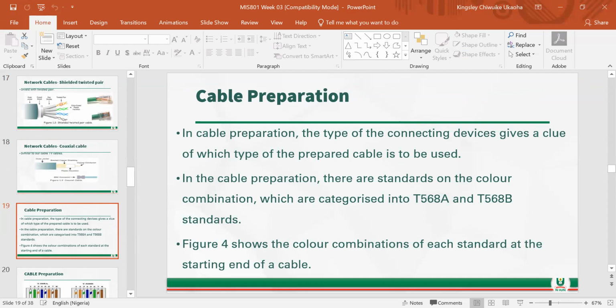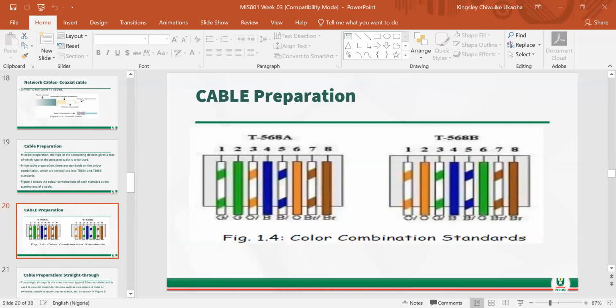Cable preparation. What do you mean by cable preparation? In cable preparation, the type of the connecting devices gives a clue of which type of the prepared cable is to be used. In our cable preparation, there are standards of the color combination which are categorized into T568A and T568B standards. The next figure shows the color combination of each standard at the starting end of the cable. T568A, T568B. So you see the color combination standard, and notice that they are not actually the same, the way they are arranged.